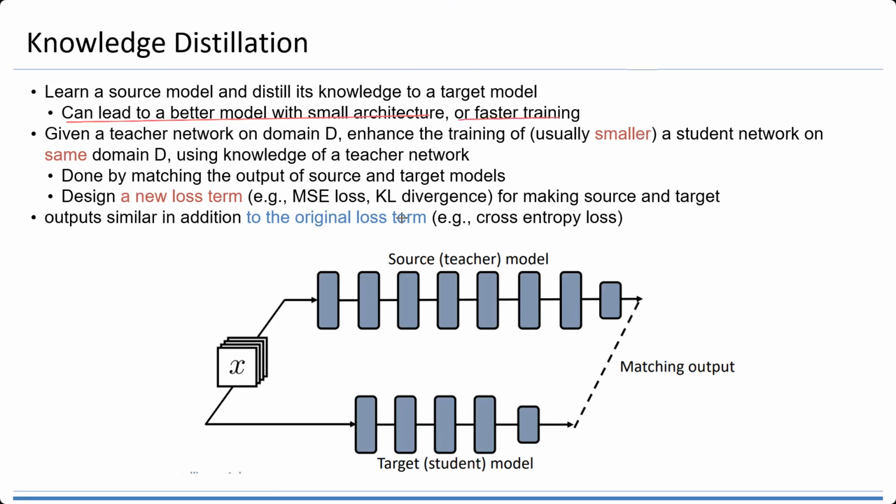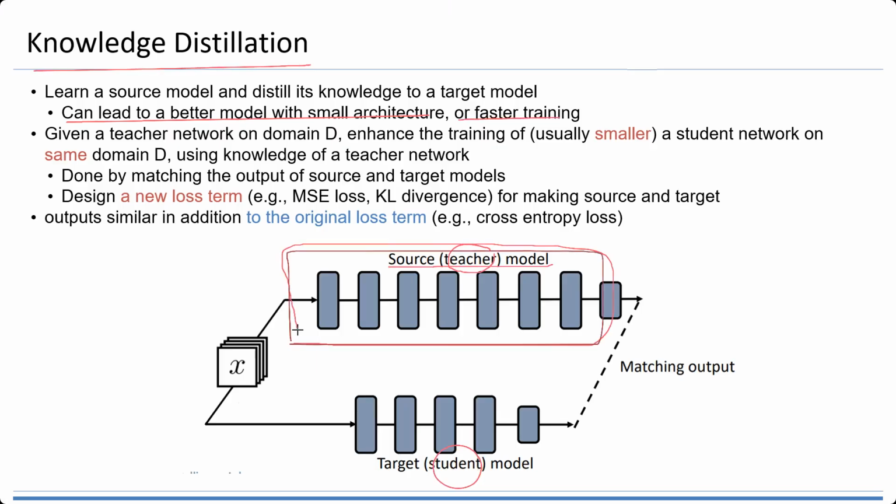So they mention that knowledge distillation is a kind of teacher and student. The source or teacher model will be a huge model with many layers. So given a teacher network on the domain D, we want to enhance the training of usually a smaller student network on the same domain D, using the knowledge of the teacher network.